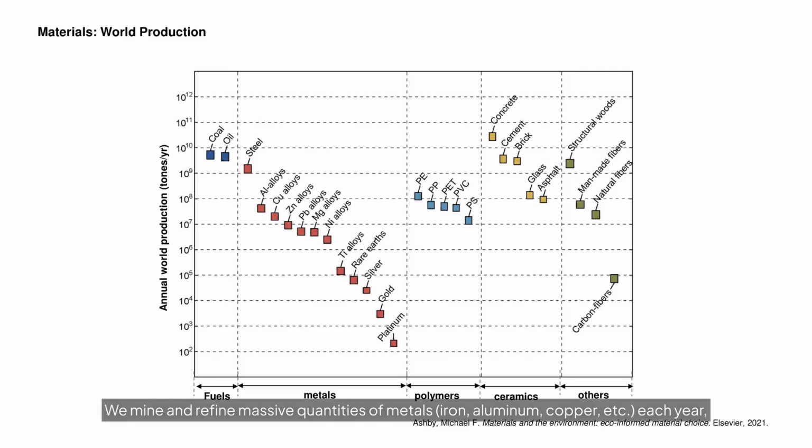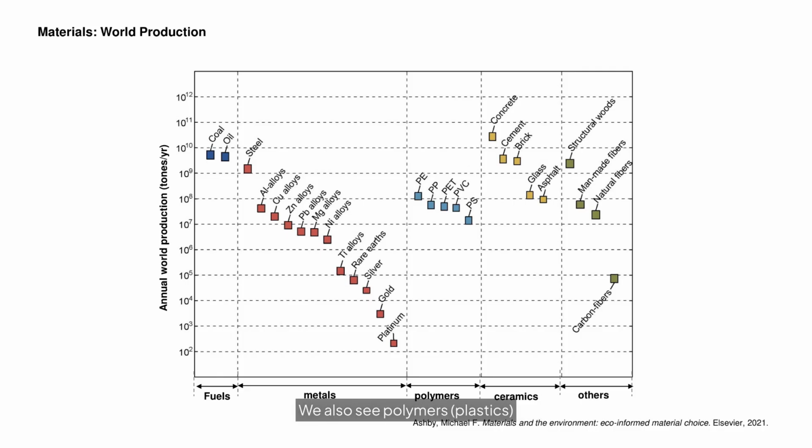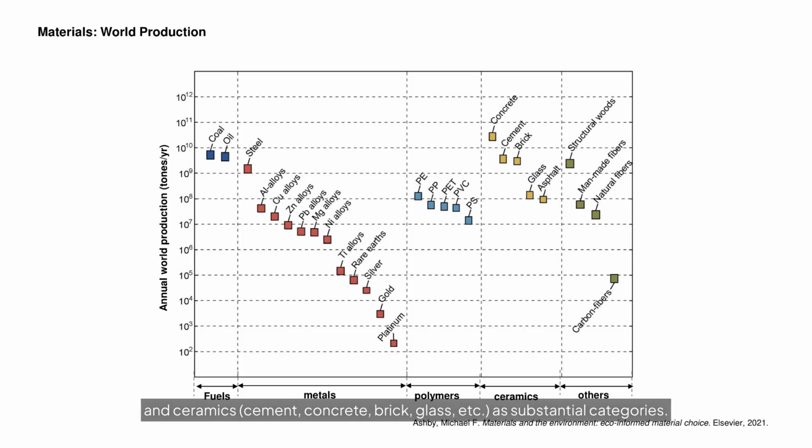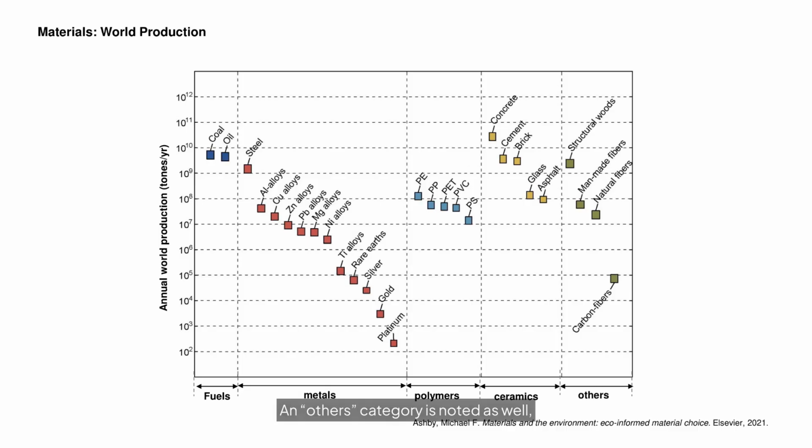We mine and refine massive quantities of metals, iron, aluminum, copper, etc. each year, though the total weight is less than that of fossil fuel extraction. We also see polymers, plastics, and ceramics, cement, concrete, brick, glass, etc. as substantial categories, and others categories noted as well, which includes all remaining materials not in the main groups. For example, wood and other biomass used as material might fall here.